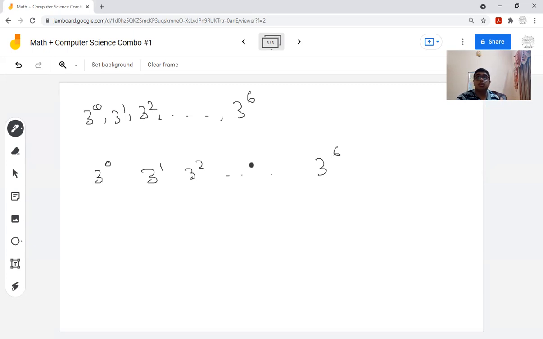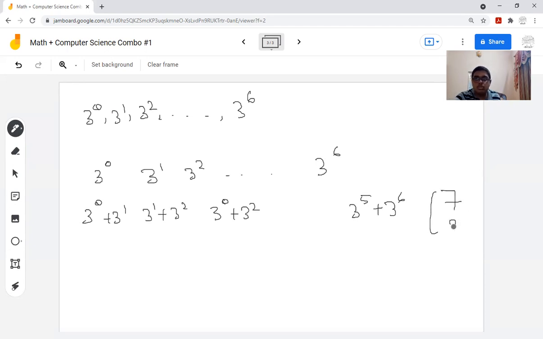Then say I choose two numbers, like this: 3 power 0 plus 3 power 1, 3 power 1 plus 3 power 2, or 3 power 0 plus 3 power 2, and all the way up till it would end at 3 power 5 plus 3 power 6. Various possibilities. To be precise, there are 7 choose 2 ways of doing it. Here there are 7 choose 1 ways of doing it.